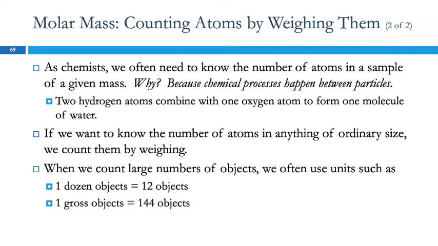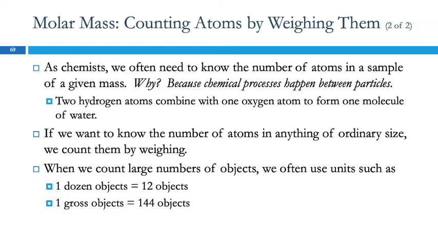So we count them by weighing them. For regular-sized objects that you can actually count, we have units, like a dozen. How much is a dozen? 12. 12 what? Items, things. It could be anything. It could be a dozen cars, a dozen pickles, dozen donuts, dozen pancakes. Doesn't matter. Dozen means 12 of the thing.